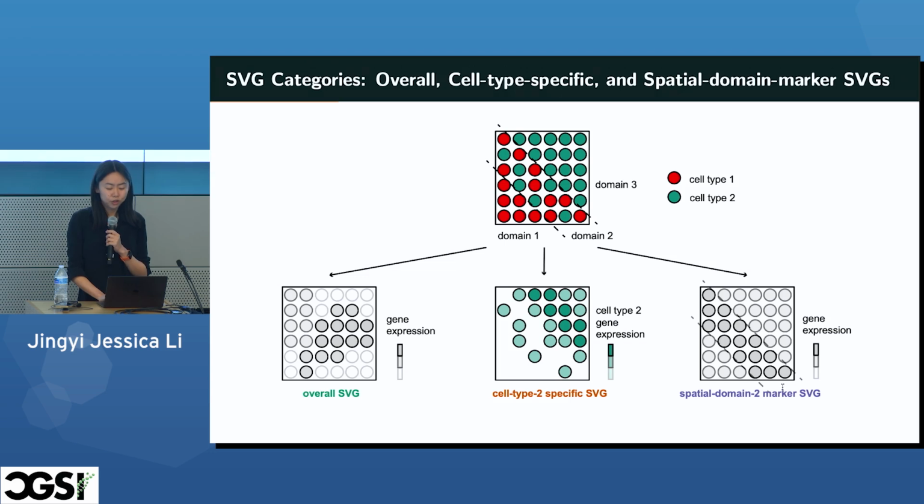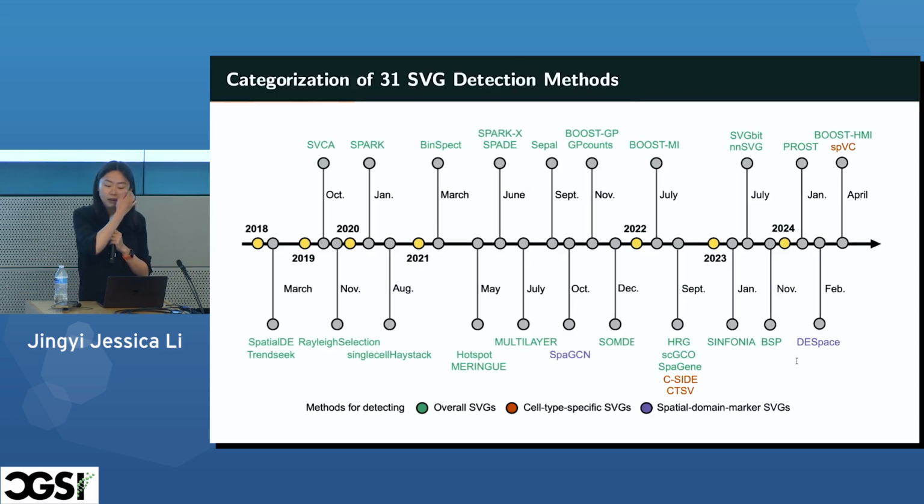Finally, for spatial domain marker SVGs, if we are interested in domain 2, what genes are highly expressed particularly in this domain, then this gene satisfies that. So therefore, you see that the latter 2 categories use more information than overall SVG. This one uses cell type, this one uses spatial domain. So with this categorization, now here's the new figure, right?